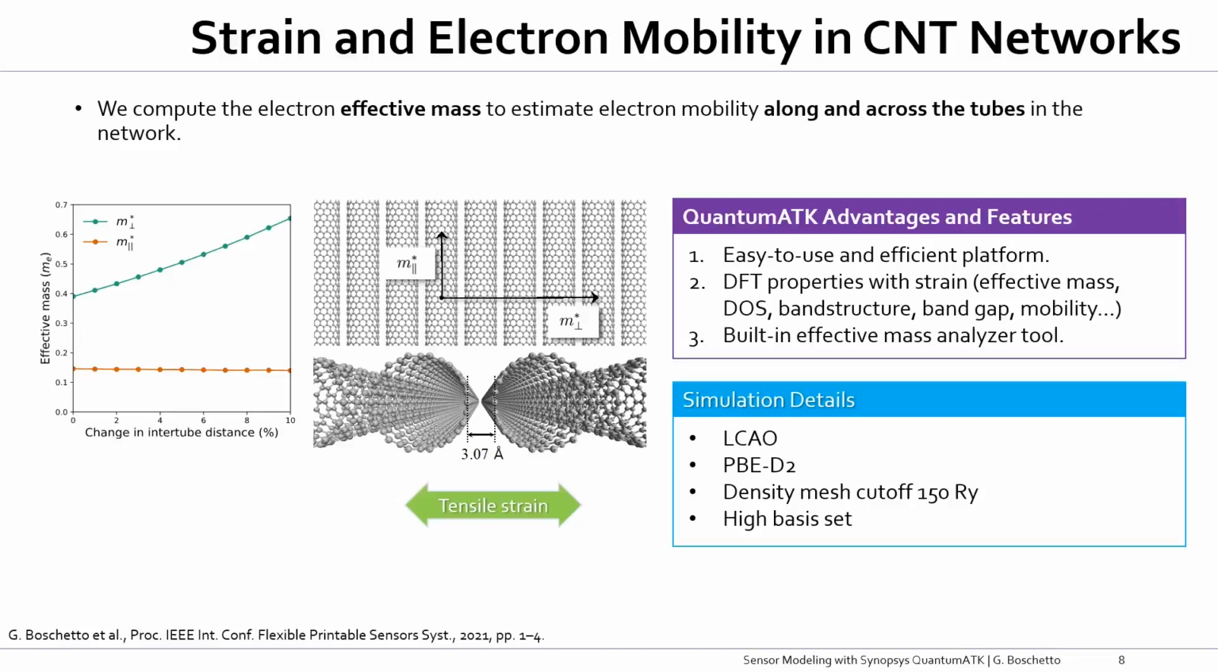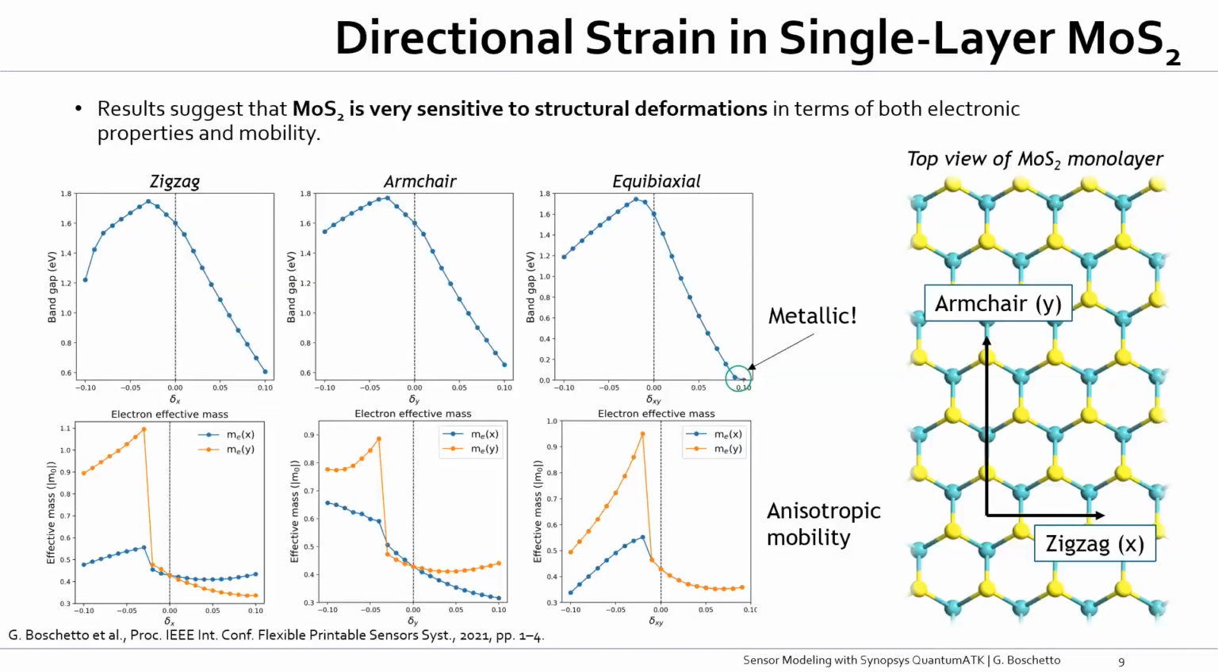hindering the electron mobility. We then moved on to MoS2, whose electronic properties and electrical conductivity can be modulated by the direction of strain. Now here we apply strain along the armchair and zigzag directions, as you can see in the picture here on the right. At each step, again, we computed both the band gap of the material and the effective mass along both directions. As you can see, if we start from the band gap, so the plots at the top, there is a great variability in the material's band gap. And if we apply a suitably large equiaxial strain, we even observe a semiconductor to metal transition for MoS2.